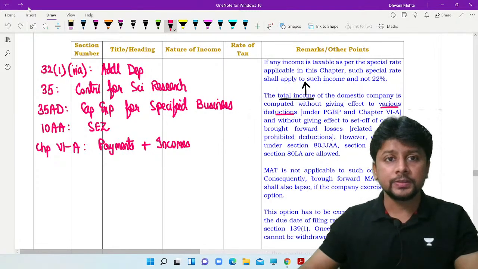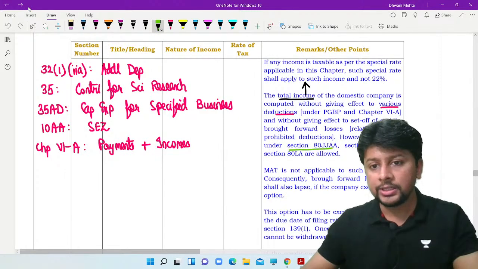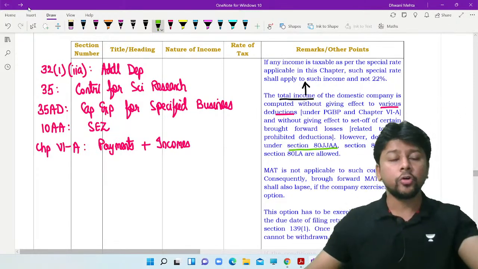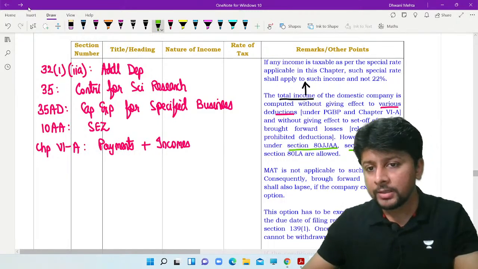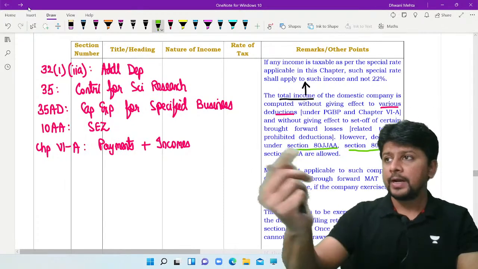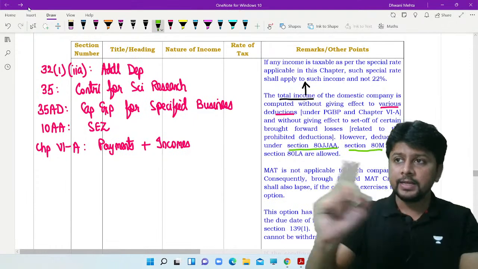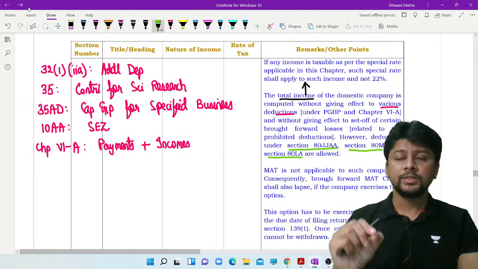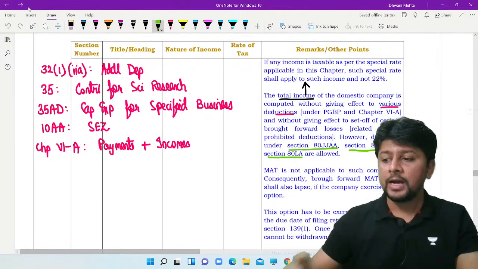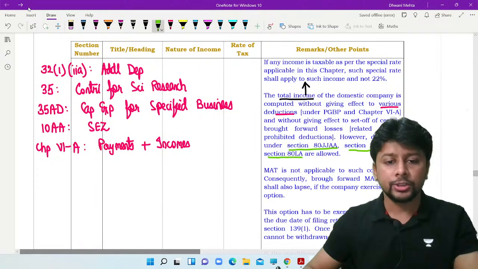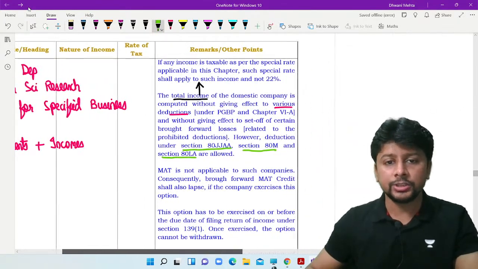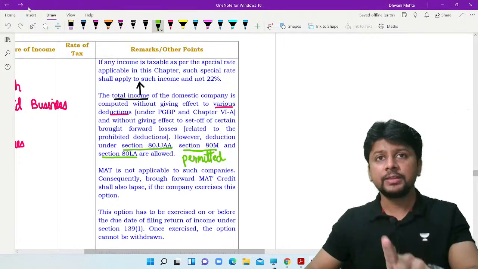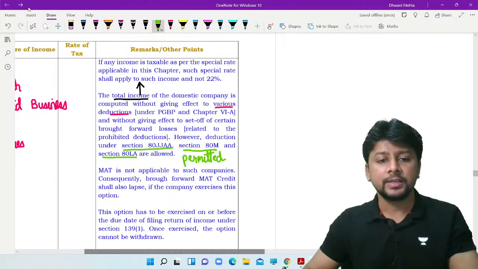There are three specific deductions which are allowed. 80JJAA, generation of employment. You create new jobs, you will get a deduction under 80JJAA, even if you opt for this concessional tax rate. Section 80M, intercorporate dividends. I receive dividend as a domestic company and I pay dividend, then I get a deduction under 80M. This is permitted. Deduction under 80LA. If you are a domestic company operating in IFSC, then you are allowed that deduction. These deductions which I have put up in green ink are permitted. Other than these deductions, no deduction under Chapter 6A is allowed.